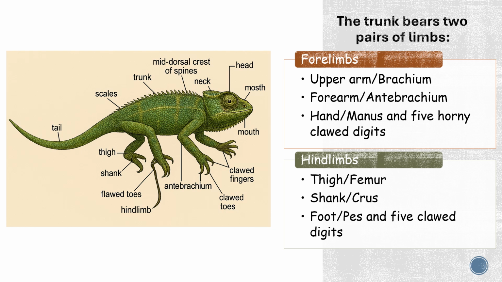On the other hand, the hind limbs also contain three parts, starting with the thigh or femur, followed by the shank or crus. The last part is the foot, which contains the five clawed digits.